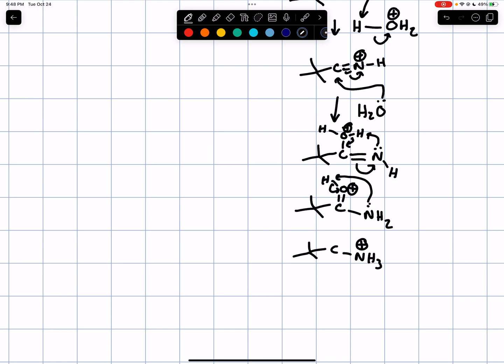I feel like I messed up somewhere. This is embarrassing. I'm hydrolyzing it. So many proton transfers got me messed up. All right, anyways, I'll finish this later.